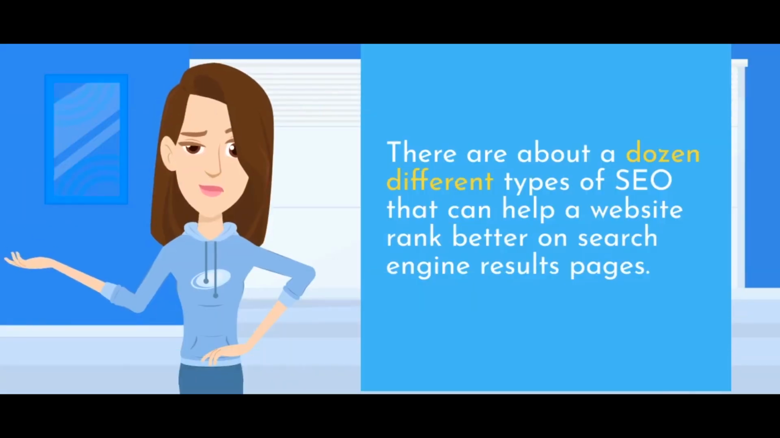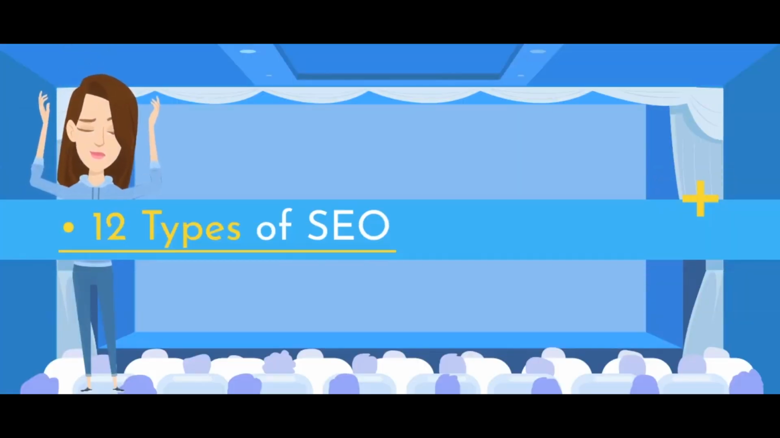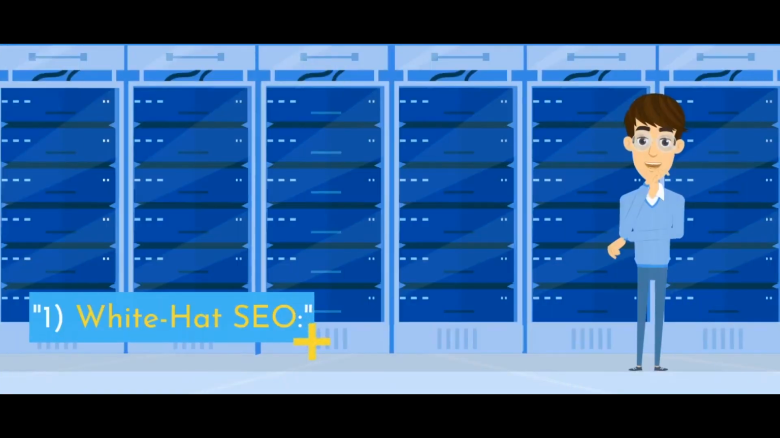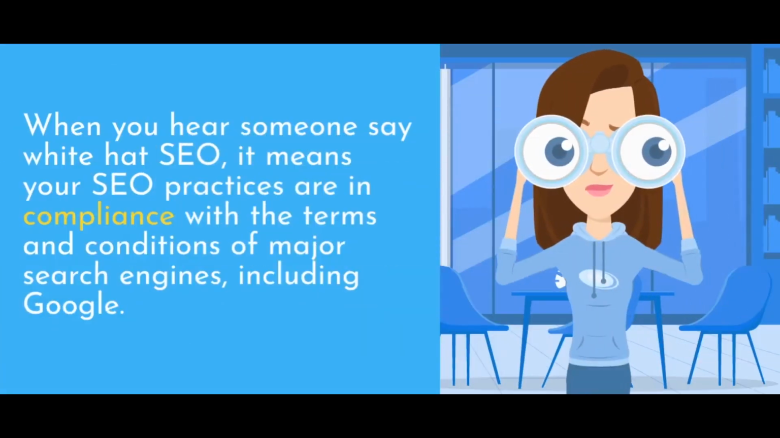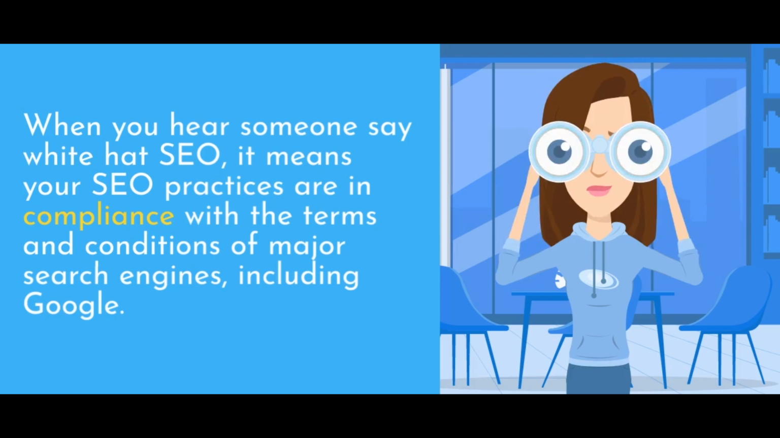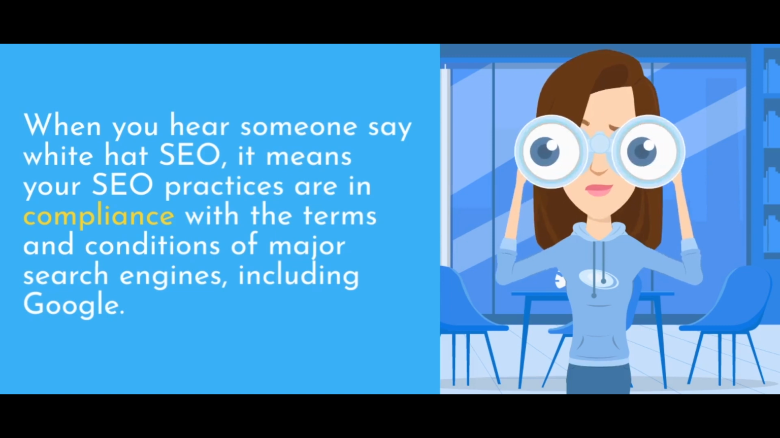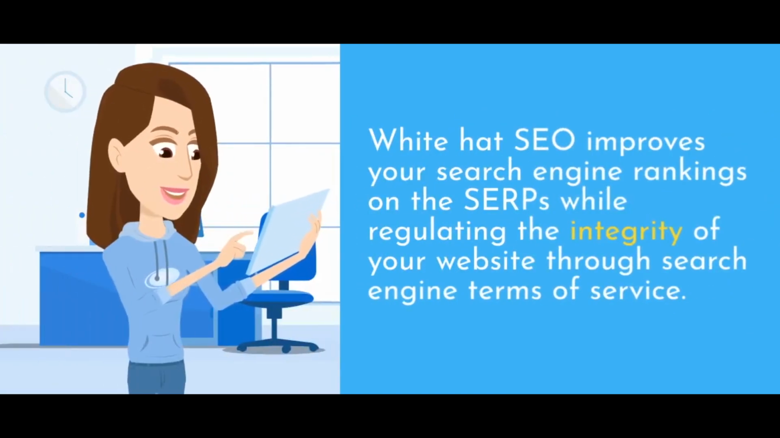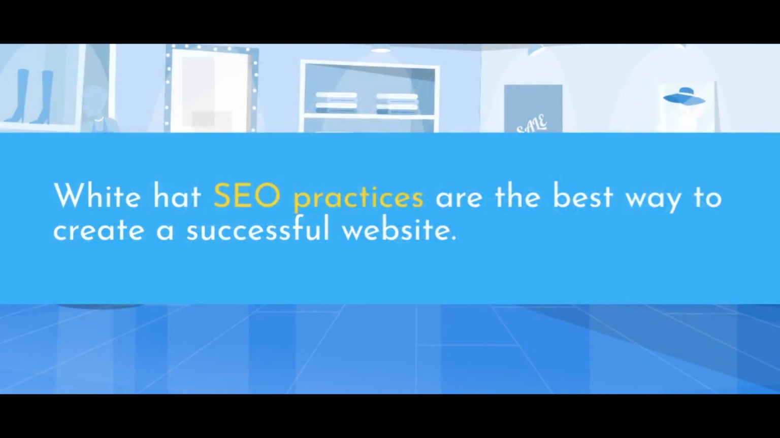There are about a dozen different types of SEO that can help a website rank better on search engine results pages. 12 types of SEO. 1. White hat SEO. When you hear someone say white hat SEO, it means your SEO practices are in compliance with the terms and conditions of major search engines, including Google. White hat SEO improves your search engine rankings on the SERPs while regulating the integrity of your website through search engine terms of service. White hat SEO practices are the best way to create a successful website.